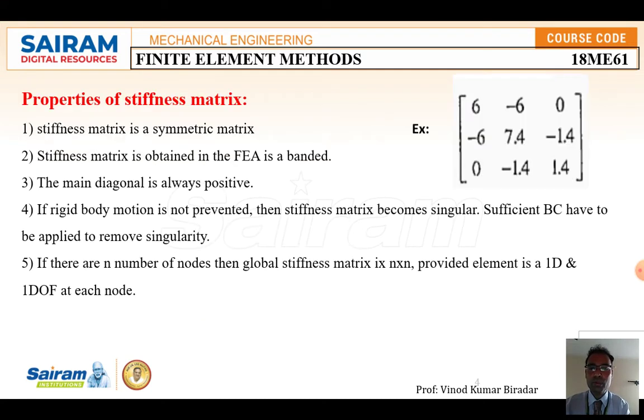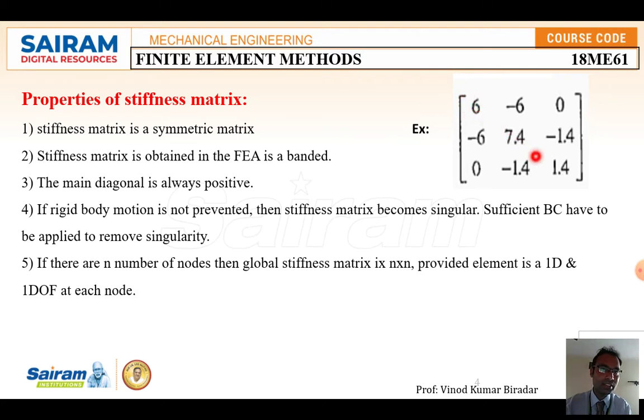Coming to the properties, this question is also important. They may ask you a 4 mark question: what is the stiffness matrix and what are the properties of the stiffness matrix? There are 5 properties of the stiffness matrix. The stiffness matrix is always symmetric. Consider the example I have shown here, a 3 by 3 matrix. The stiffness matrix is a symmetric matrix, always.